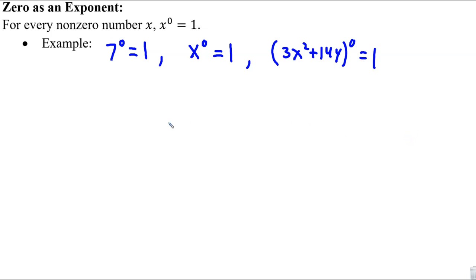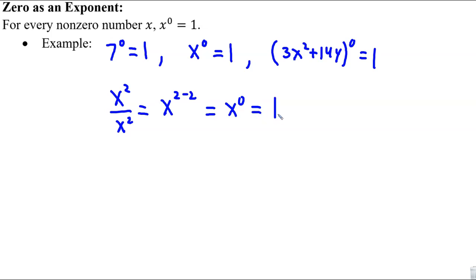All right, now why is that true? Well, let's do some division. Let's say I have x squared divided by x squared. Okay, I know when I divide something by itself, I get a 1 here. And when I do my calculations with my exponents, that's going to be equal to x to the 2 minus 2. In other words, x to the 0th power.